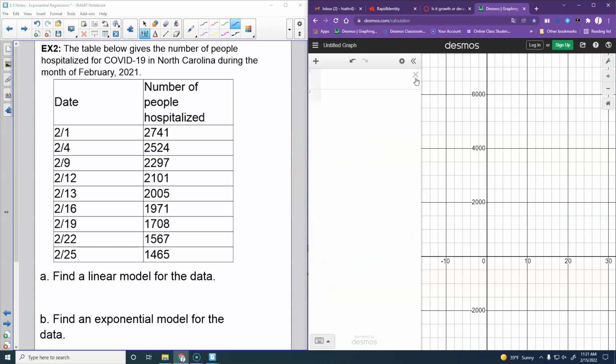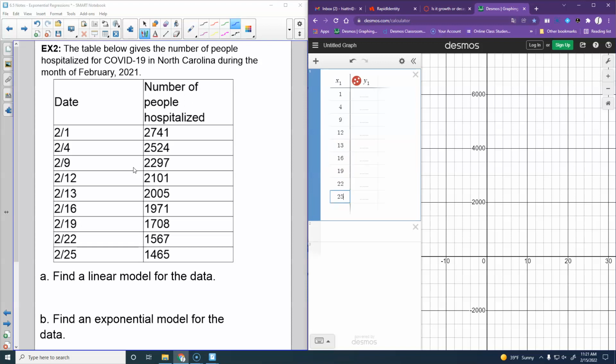Get rid of everything else that you have first, and then hit the plus sign and do the table. If you don't get rid of everything else first, you'll see your table's called X2 and Y2, which means you need to use an X2 and Y2 instead of X1 and Y1. So we're not going to type in 2, 1, 2, 4, 2, 9, 2, 12. We're just going to type in 1, 2, 3, 4, 1, 4, 9, 12, right? 1, 4, 9, 12, 13, 16, 19, 25. So type your data in.